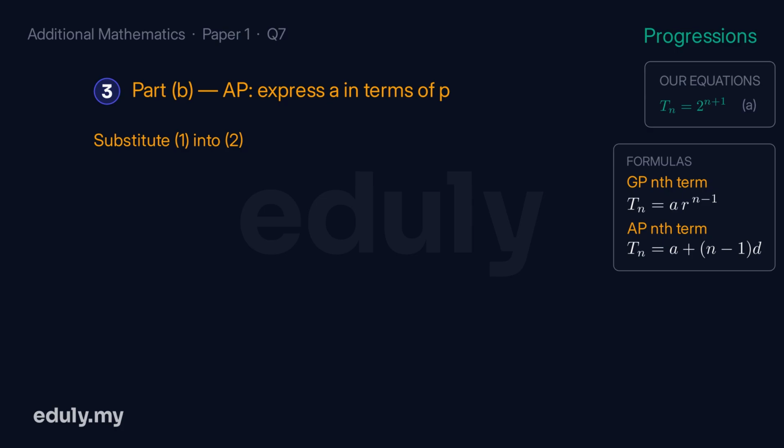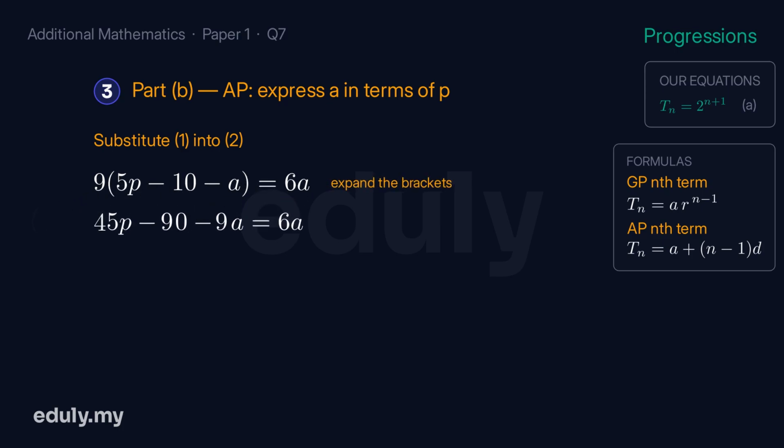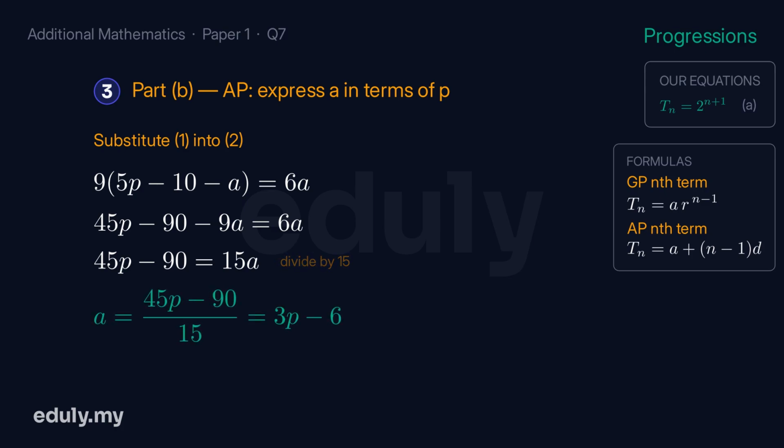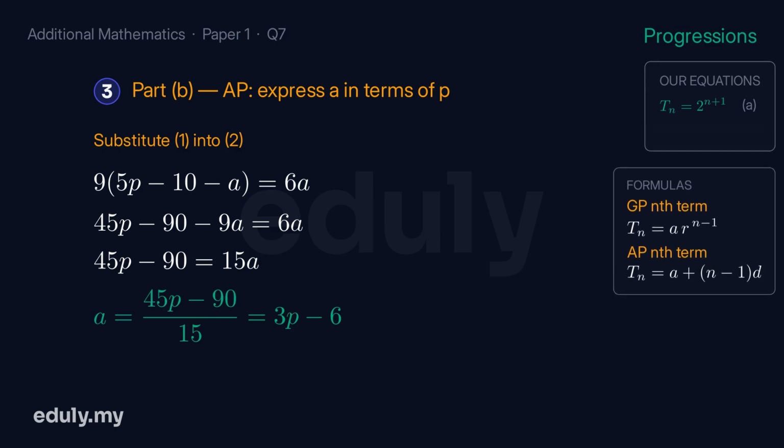Substitute equation 1 into equation 2. Replace d with 5p minus 10 minus a. Expand the brackets. Collect the terms on the right. Divide both sides by 15 and simplify to get a equals 3p minus 6. Park that, a equals 3p minus 6.